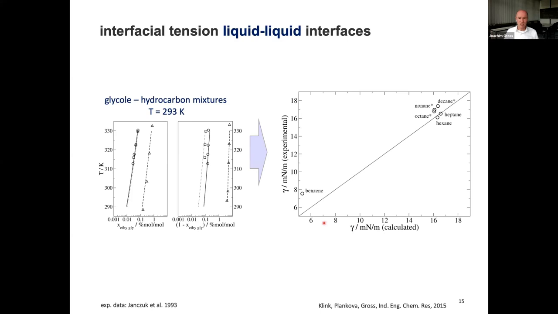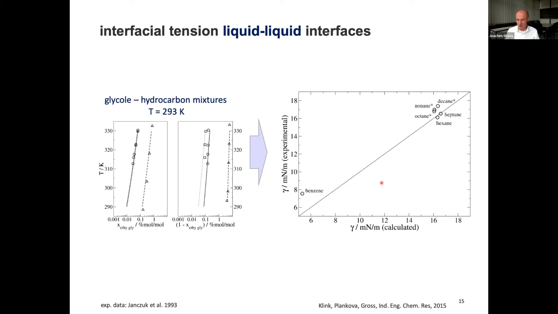So with aqueous systems, we start to see deviations already in the phase diagram. So this is, I guess, the hydrocarbon phase and the amount of glycol dissolved in that phase, and this is the glycol phase, and essentially the amount of the other compound dissolved. So for water, we start to see deviations in these diagrams, and then, of course, the surface tension is also not in great agreement with experimental data.